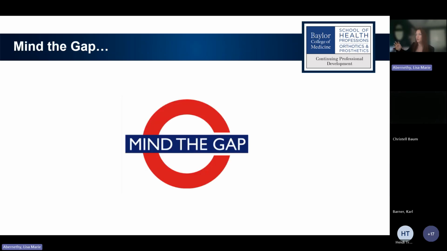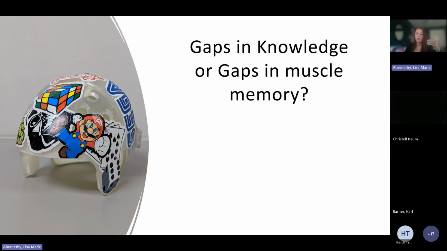Okay, for Mind the Gap. So I gave a really broad sweeping overview of the content, but there's really specific things that I am not able to cover, but that I wish I could cover. So the first one of those is we talk about trim lines and where they should be. So like less than a centimeter over the eyebrows and around the ears, that kind of thing.